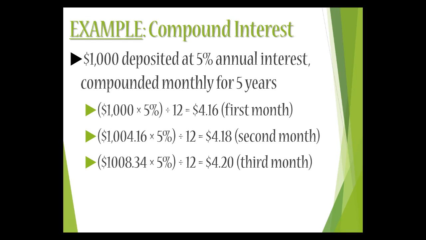And we can continue to do that process on and on and on, and we find that at the end of 5 years, it's worth $1,283.36, which is $33.36 more than when we did simple interest. So clearly, compounding returns are preferred to simple interest.